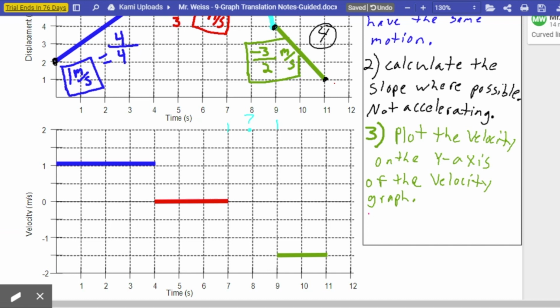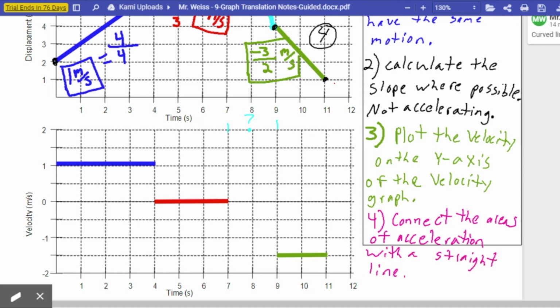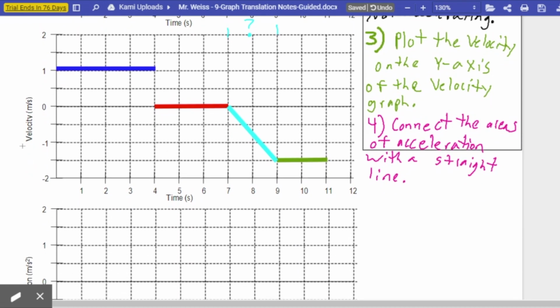Now that we know what the velocity is on the left and the right of that question mark, all we're going to do is just connect the two lines. The reason we can do this is because we know the velocity that we were moving at before, and we know the velocity that we're ending at. So by connecting those two lines, it's saying that we need to go from some beginning velocity all the way down to some ending velocity.